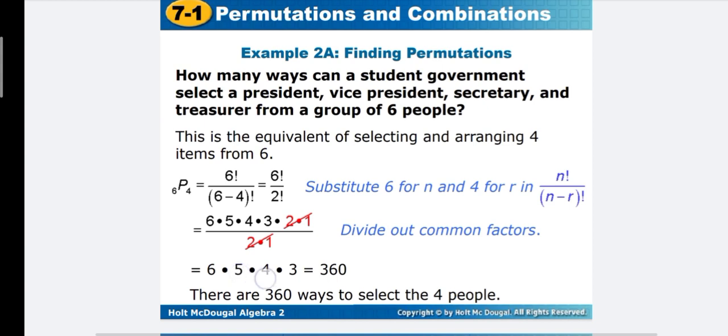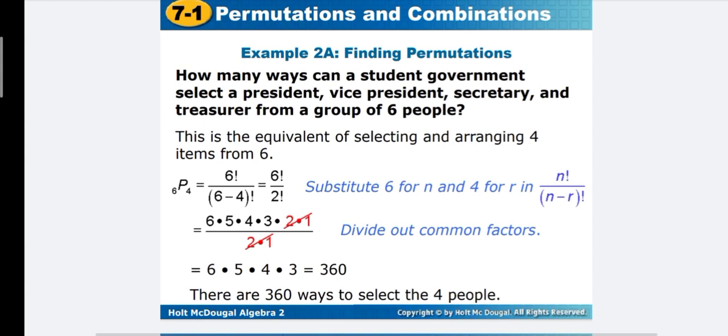So next one, kenapa 4? Sebab dah pilih 2 orang akan jadi presiden dan juga vice president. So 4 orang lagi boleh dipilih sebagai secretary. And then last kali kenapa 3? Sebab 3 orang dah dipilih untuk jadi presiden, vice president dan juga secretary. So 3 orang je lagi yang boleh dipilih untuk jadi treasurer. So 6 multiply 5 multiply 4 multiply 3, so akan jadi 360. Sama juga kalau you kira 6P4, you will get the same answer.